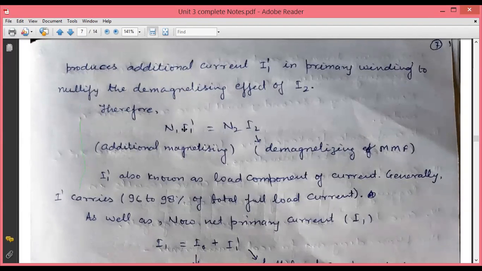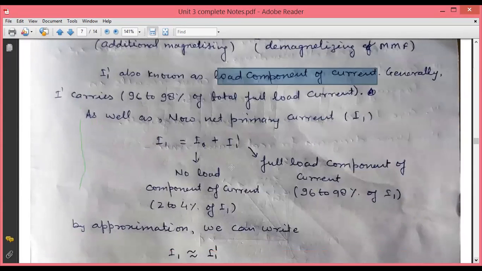Therefore this I1 dash is known as the load component of current. Now the primary winding will have two kinds of current. One is the no load current, which was responsible for the flux production in the magnetic core, and the other is I1 dash, which is established in the primary winding, that is the load component of current. So the net current flowing in the primary winding, I1, will be equal to I0 plus I1 dash.